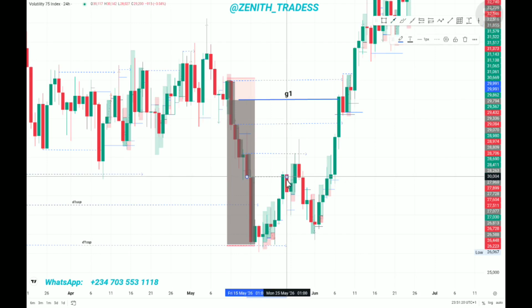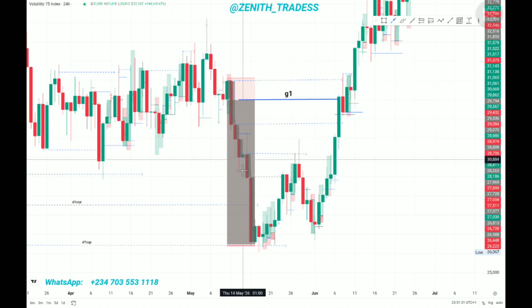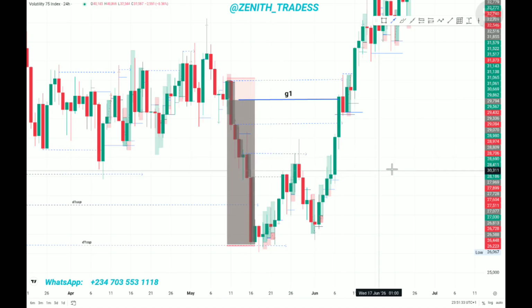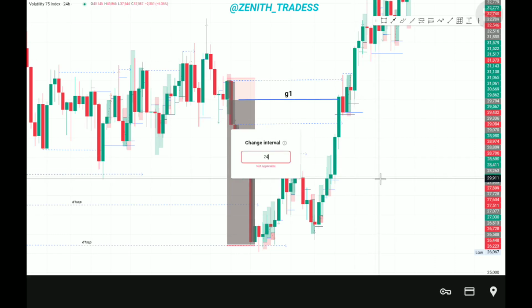Yeah, those are just 1, 2, 3, 4. This one has been mitigated. There is no need for us to mark it. The ones that have not been mitigated, those are the ones I'm marking. Any other daily? Okay, this one did not even show at all. So I have marked all the institutional levels that price can react to. This is the daily time frame. Let's go back to the 4 hour and see something.